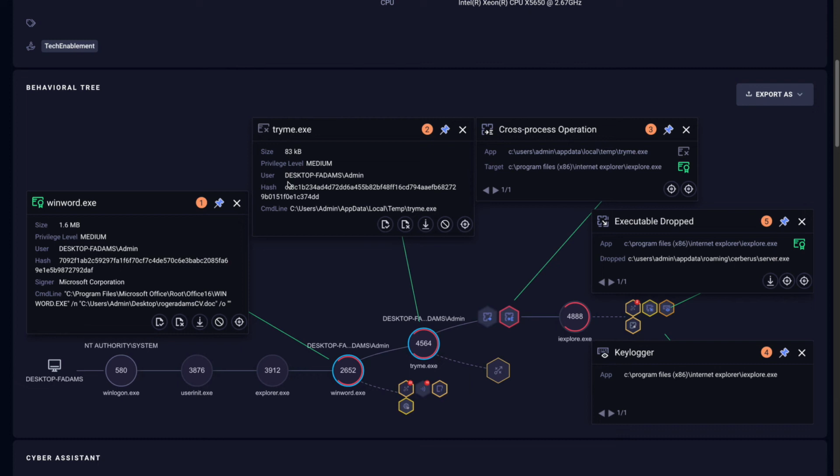So what we see here is that we did have this unsigned application, or unsigned process, this try.me.exe. We see this cross-process operation, which could indicate code injection. We see an executable was dropped, and we see key logging activity here. So right here, we can understand, yes, this is malicious. This definitely should not be happening.